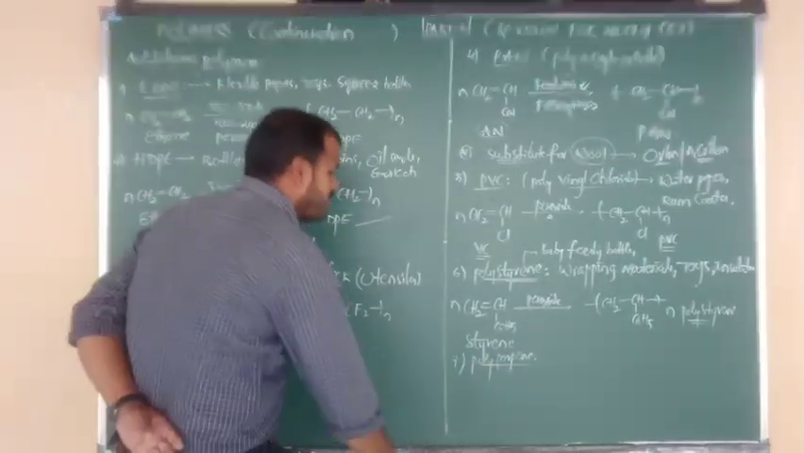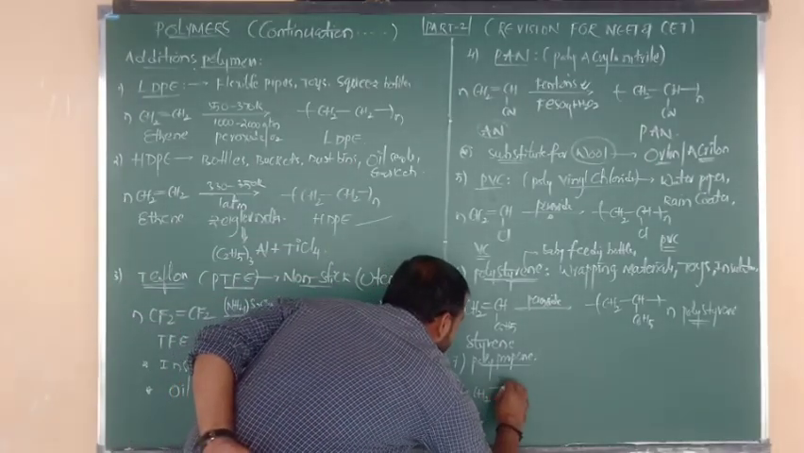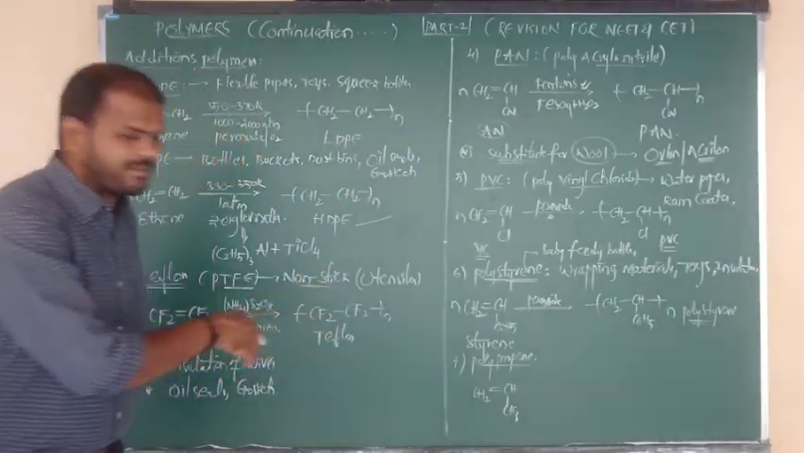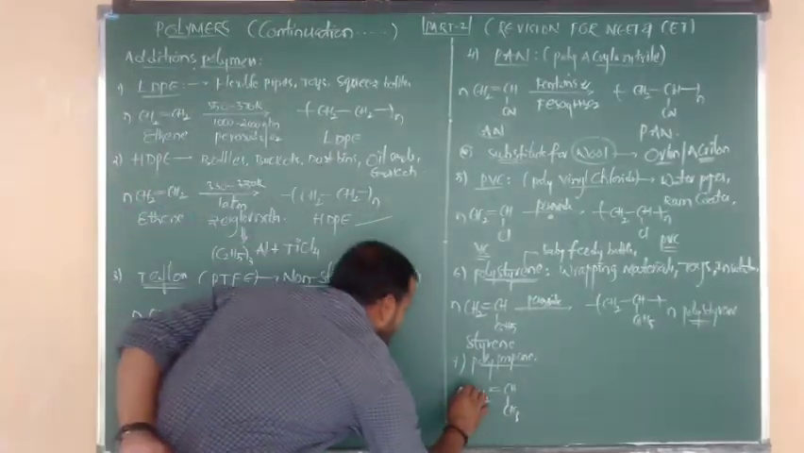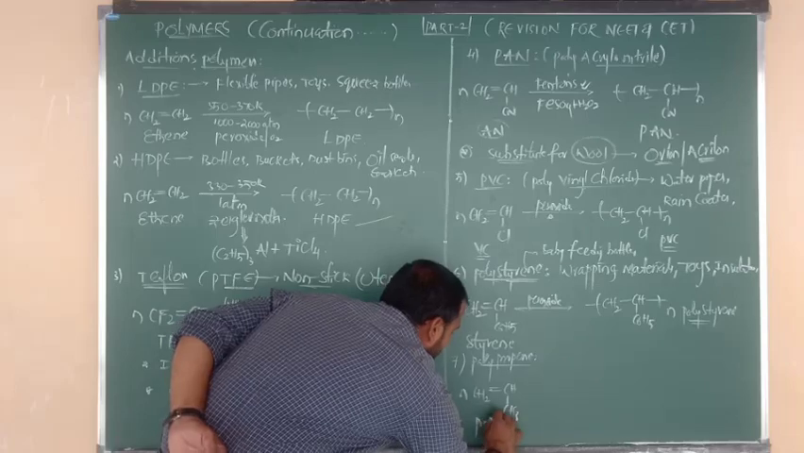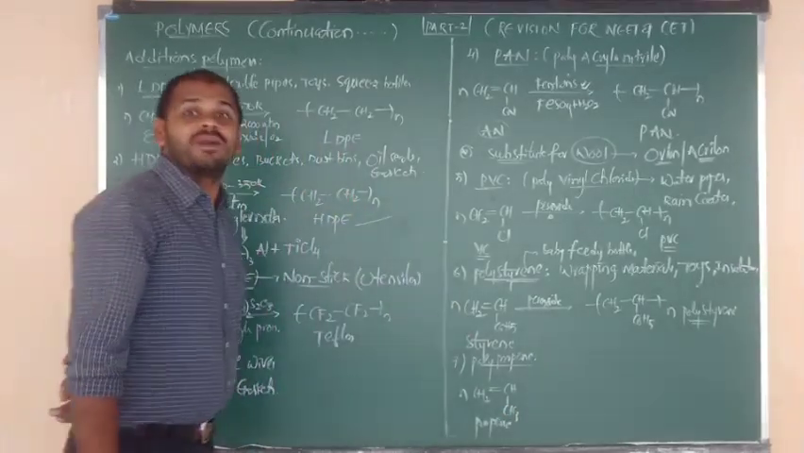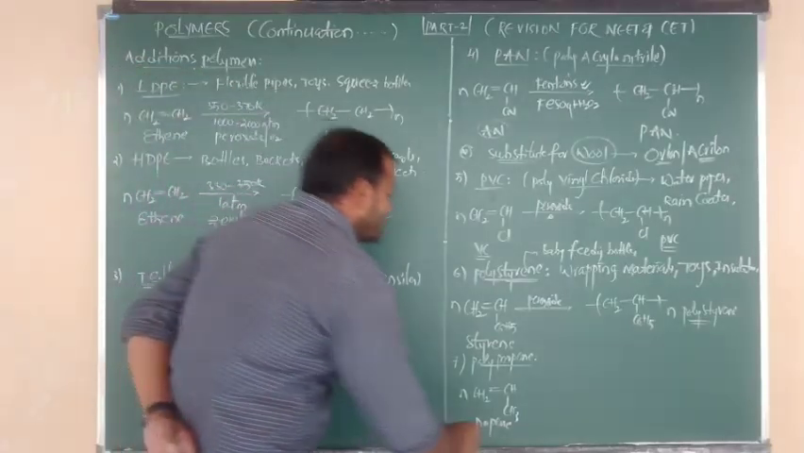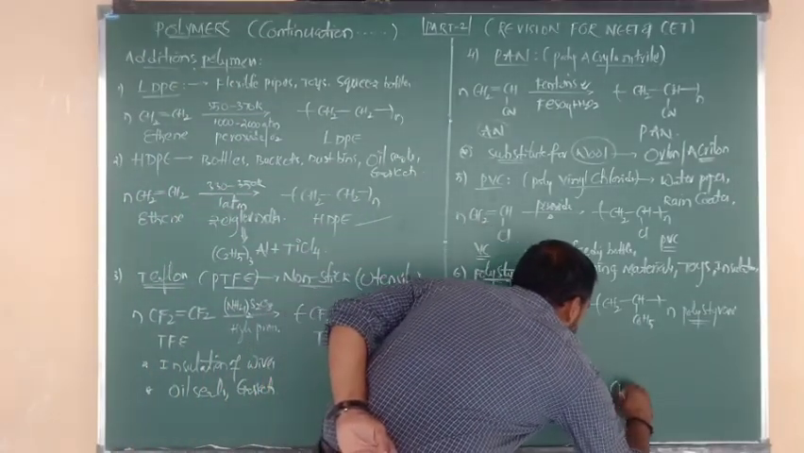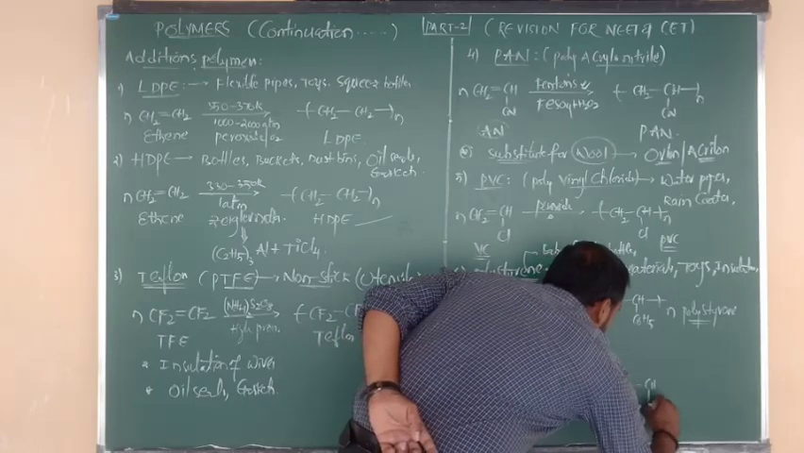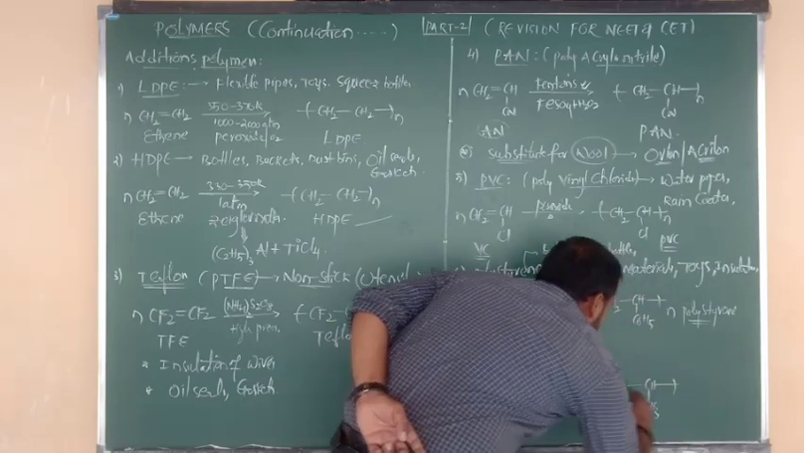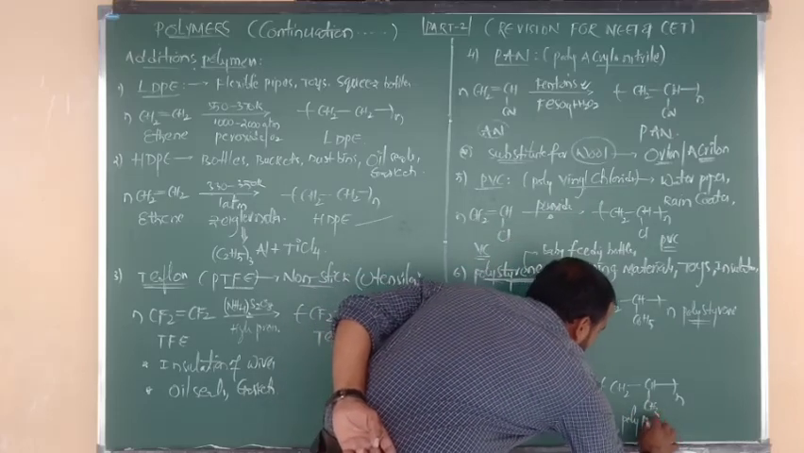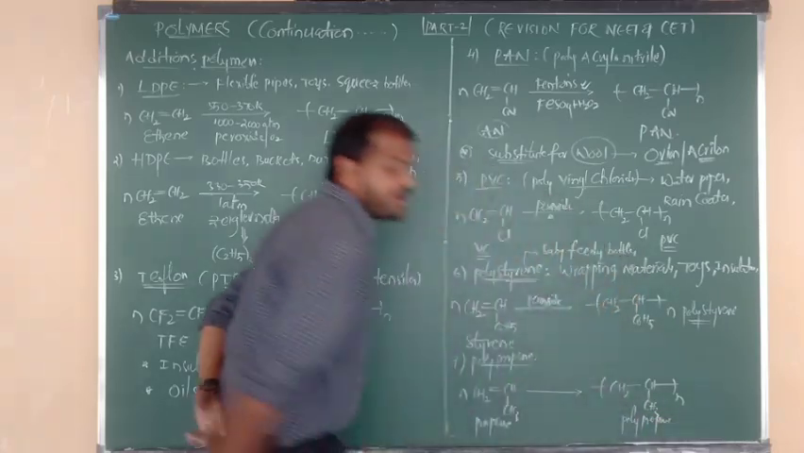Propene. What is the formula of propene? CH2 double bond CH, connected to CH3. Three carbons, prop, double bond, ene: propene. So n moles of propene act as the monomer. Upon addition polymerization, double bonds are converted into single bonds. So we can write bond CH2, bond CH, and below the plane connected to CH3. This chain continues. So what is the product name? Polypropene is your final product here.